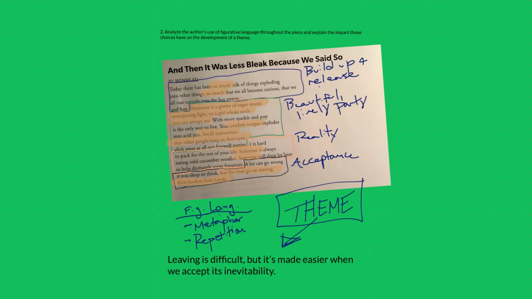So again, within each of those chunks, I identified the figurative language. I see some repetition in terms of wording in a couple different places. I also see some metaphors that are used throughout. So I decided that the 2 types of figurative language I'm going to discuss are metaphor and repetition. And then I used my chunks and what I identified about them to arrive at this theme about how leaving is difficult, but it's made easier when we accept its inevitability.